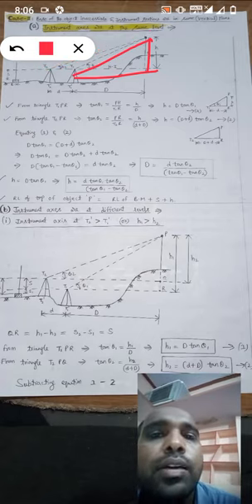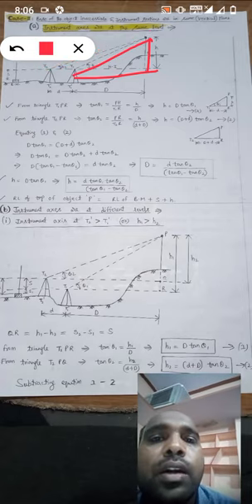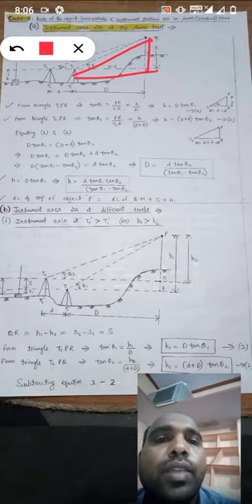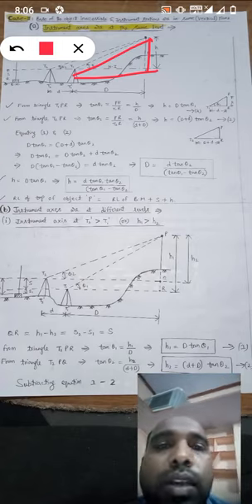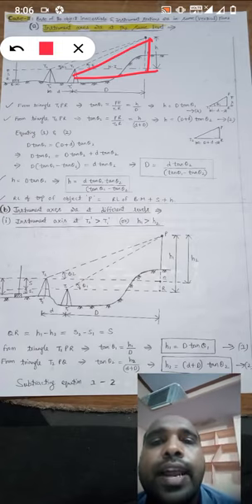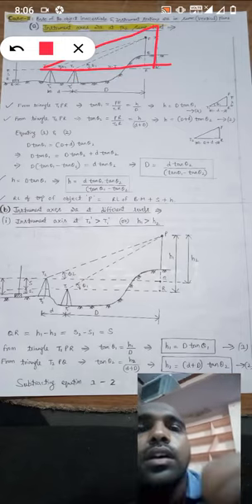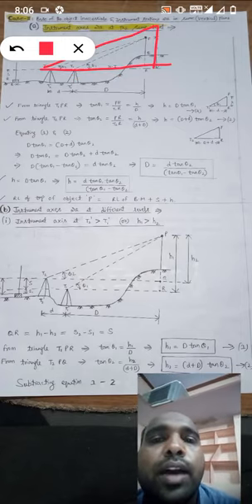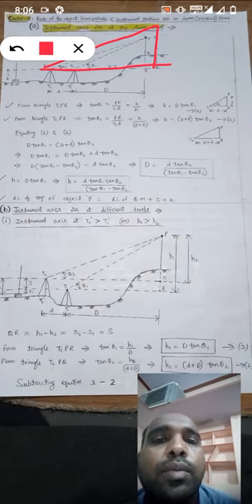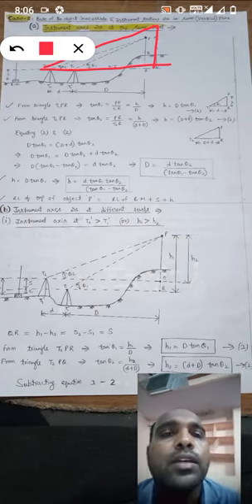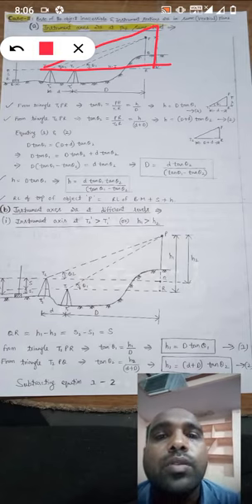So T1 PR. Tan theta equals opposite by hypotenuse, so H by D we will get. So H equals D tan theta 1. Okay, we got it. Next, the second triangle, T2 PR. Tan theta 2 equals PR by T2 R, so equals H by small d plus capital D. H equals small d plus capital D, tan theta 2, equation 2.